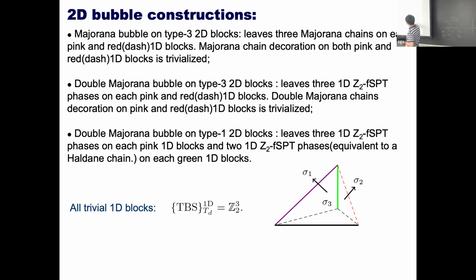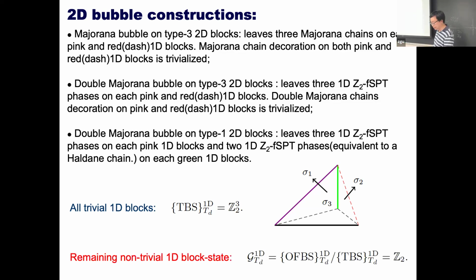So finally, it tells us that if we decorate on this type 1 block, the vertical one, then we also see some equivalence condition. It basically makes this AQT decoration on the green chain equivalent to this 1D fermion SPT decoration on the pink line. So you can see such an equivalence relation by this kind of bubble construction.